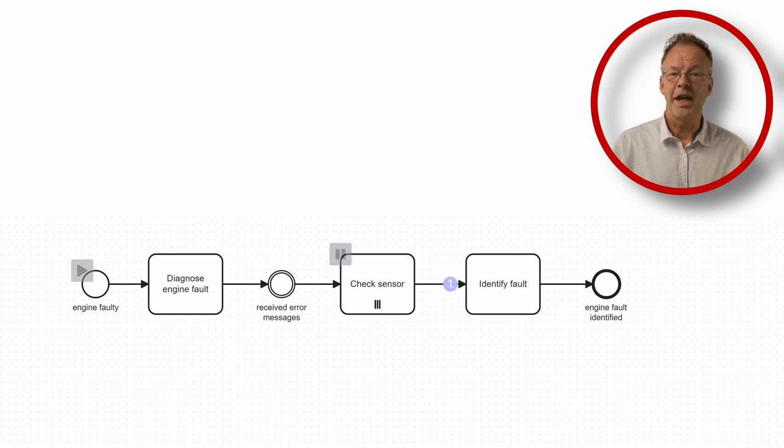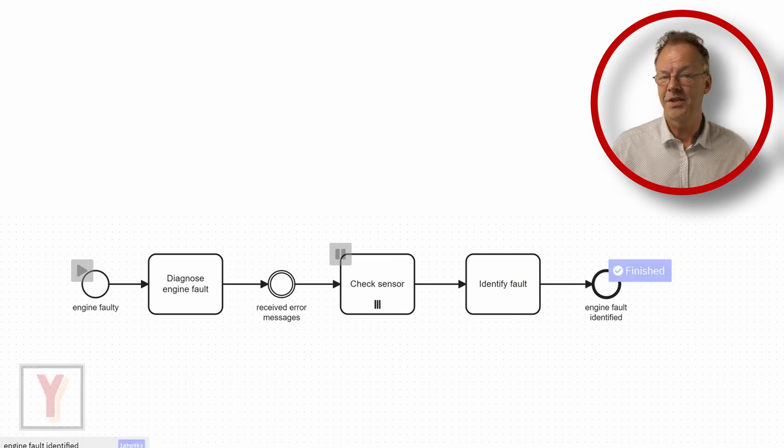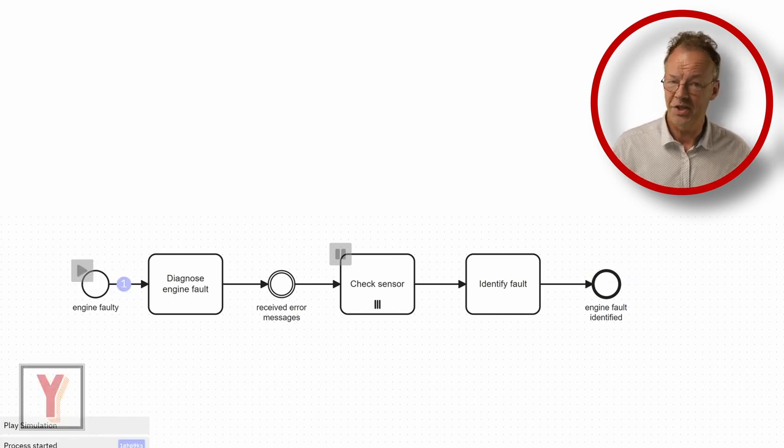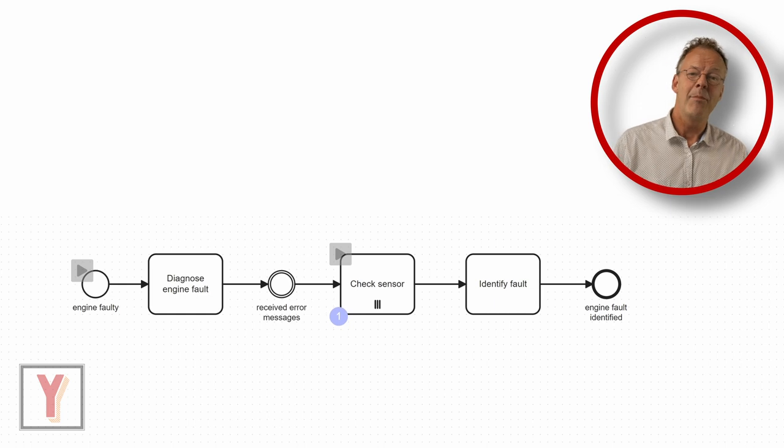A word about a priori runtime knowledge. We know the number of multi-instance work items before the multi-instance task starts. In this example, the number of multi-instance work items is determined by the number of error messages that results from the first task.